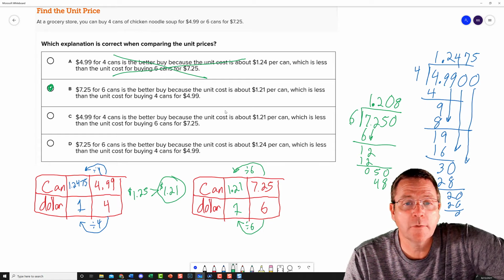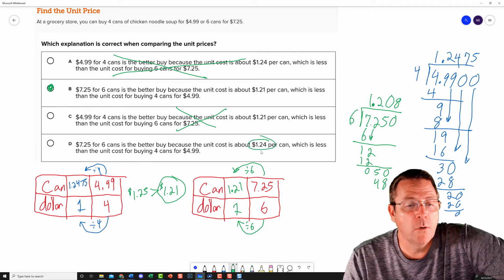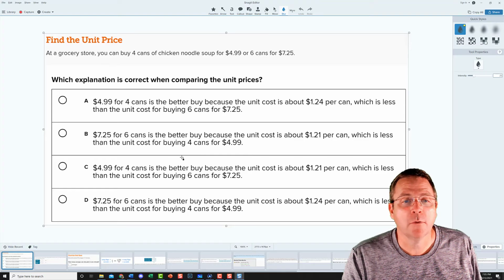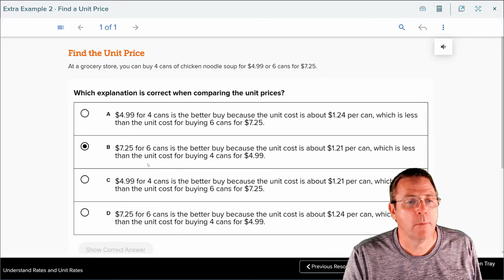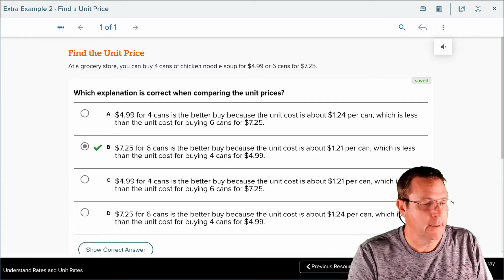If the 4 cans is a better buy, that's not good. And then the 6 cans is a better buy because it had a unit cost of $1.24. Nope, that's not what we want. That's not the correct answer either. It had a unit cost of $1.21. So we're going to go back to our question, plug answer B in, check our answer, and we did good again.